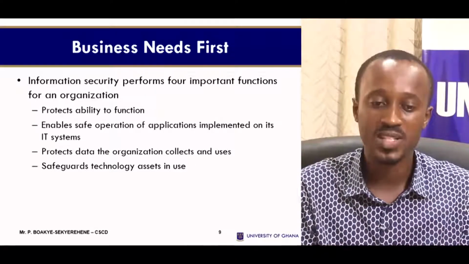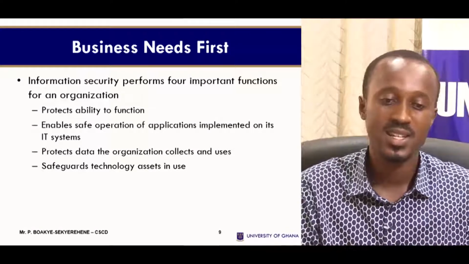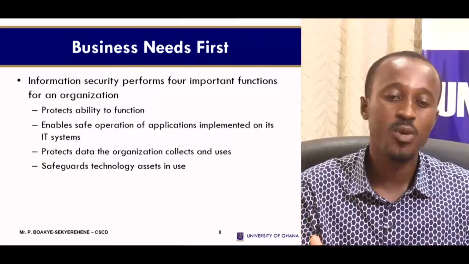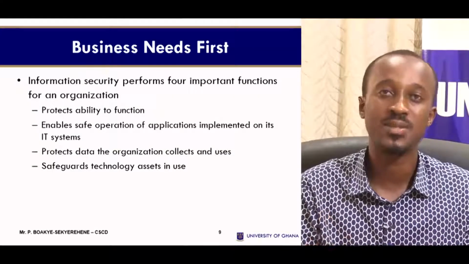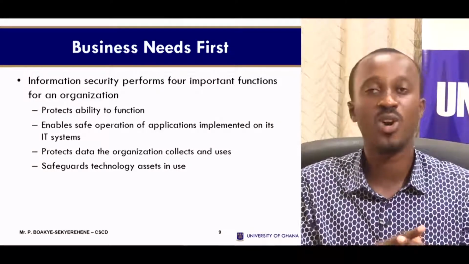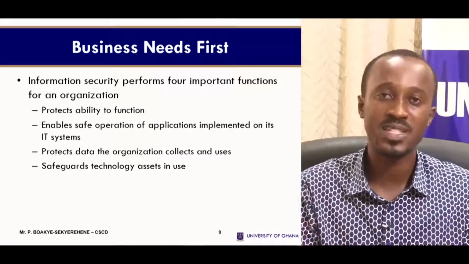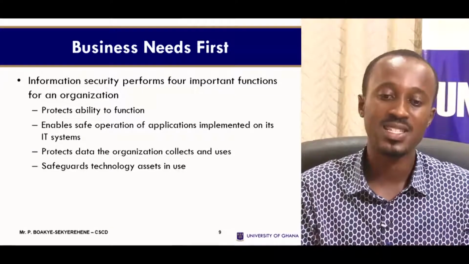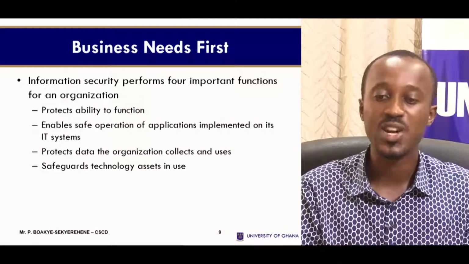Another important function of information security for an organization is that it enables safe operation of applications implemented in its IT systems. There are so many businesses and organizations running all kinds of applications. If information security is well implemented in an organization, it allows all these applications being used to be safe in their operation.